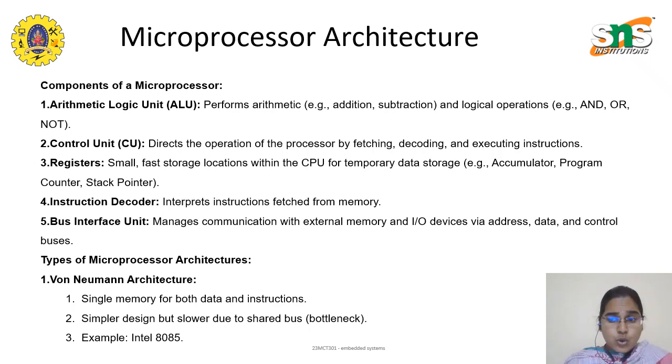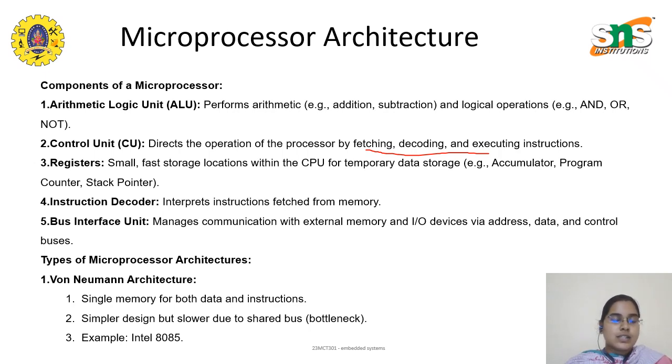Before going to the application of a microprocessor, we will discuss the basic components. As we know, it has an arithmetic logic unit, which performs the arithmetic and logical operations, and the main thing is the control unit, that is CU, which directs the operations of the processor by fetching, decoding and executing. So these three are the control unit functions: fetching, decoding and execution.